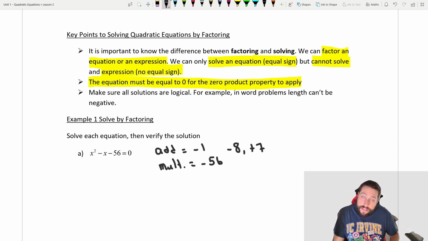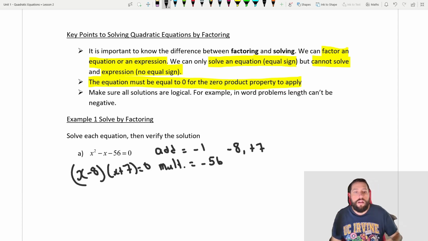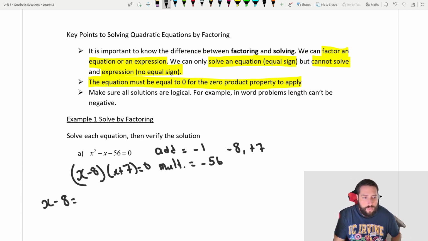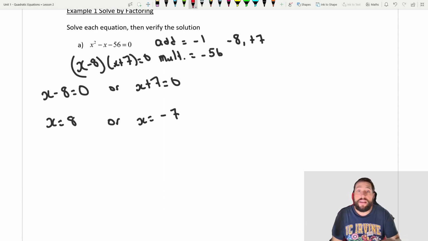Since the a value is 1, we can separate it into x minus 8 and x plus 7. So now we have factored it. We haven't solved it yet, because now we need to solve for when each factor is equal to 0. So x minus 8 is equal to 0 or x plus 7 is equal to 0. If you isolate x, x is equal to 8 or x must be -7. Now we're going to check and see if this is true.